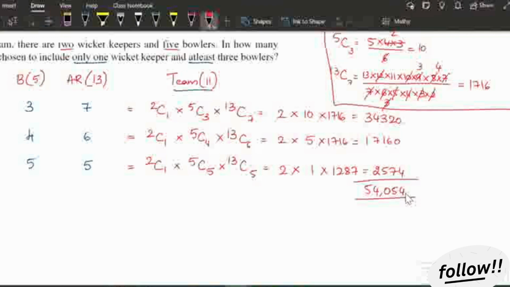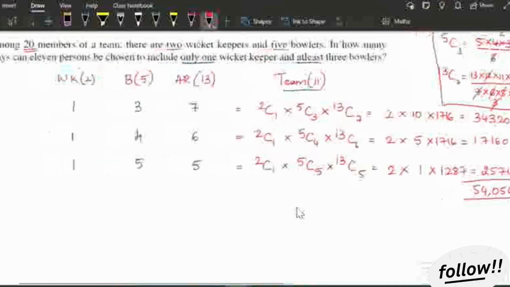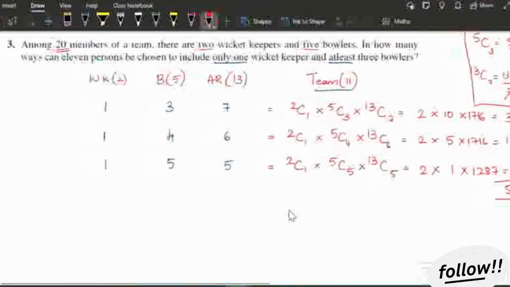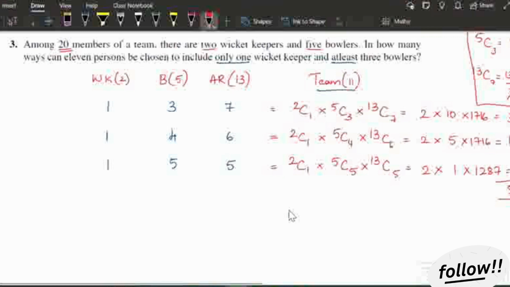The calculations are quite big. You won't get such big calculations. Even if you get them, you can use a simple calculator and do the calculations. It's not going to be difficult.